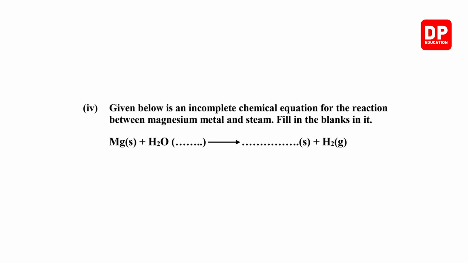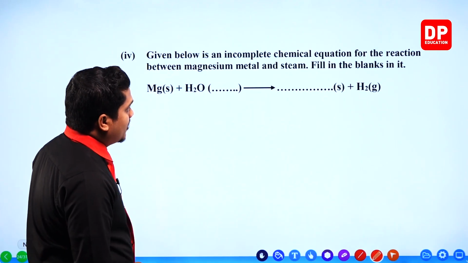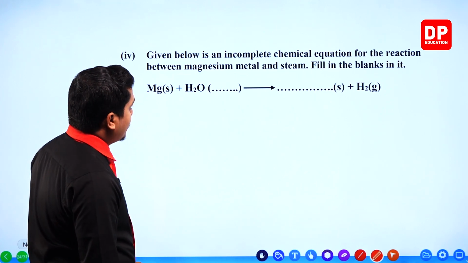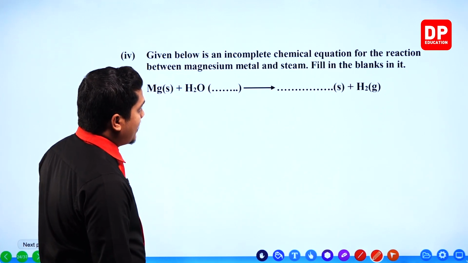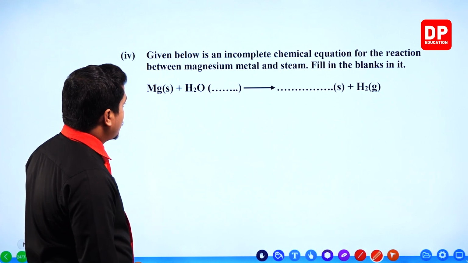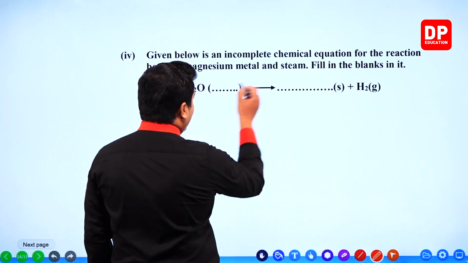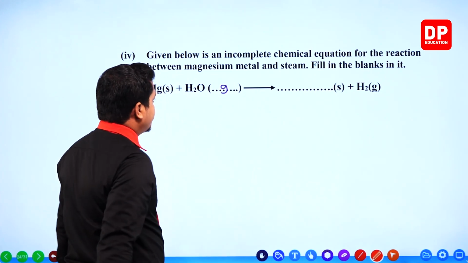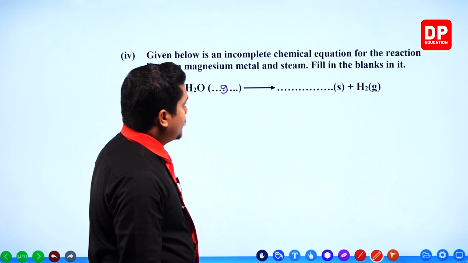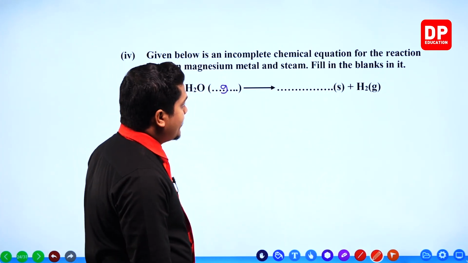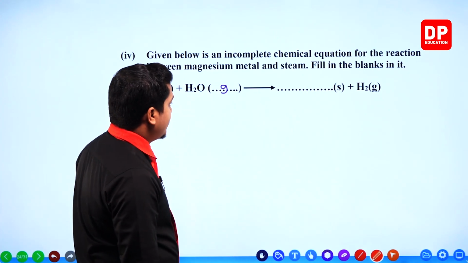Next one. Given below is an incomplete chemical equation for the reaction between magnesium metal and steam. Fill in the blanks in it. Magnesium solid, H2O. If it is in the steam state, then this should be gas, my dear children. So a solid is created, releasing hydrogen gas.